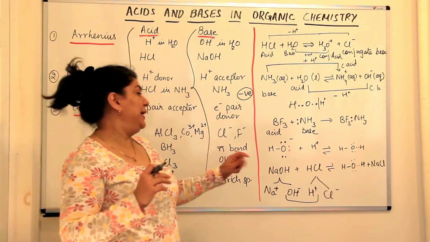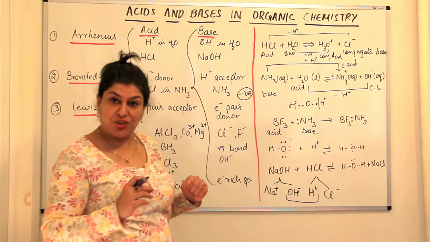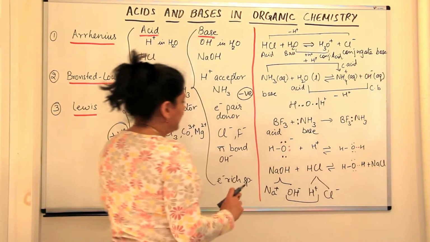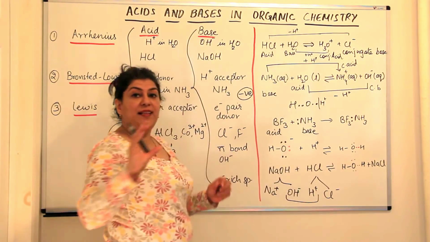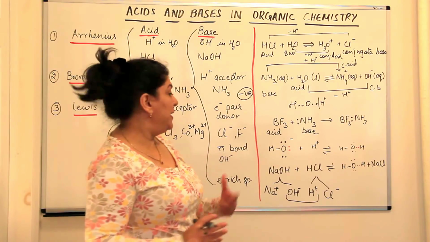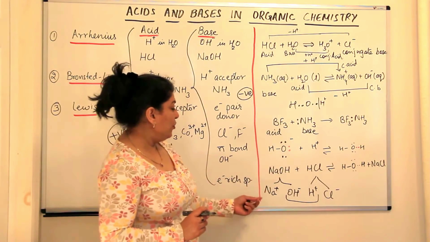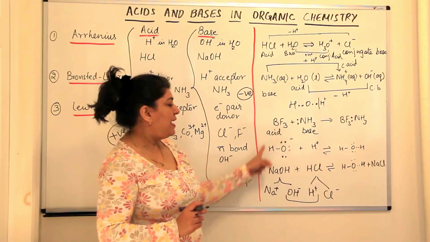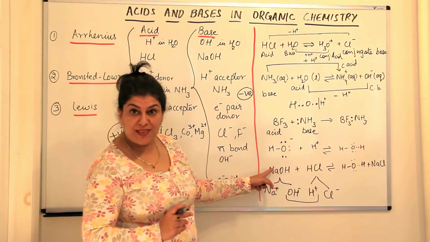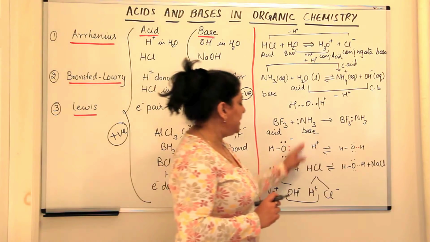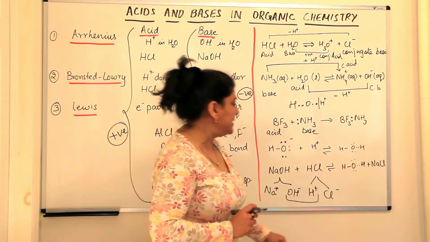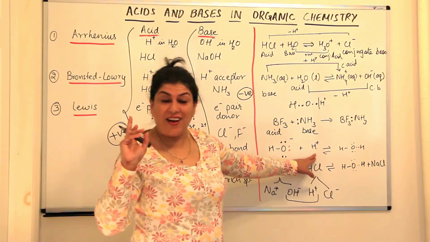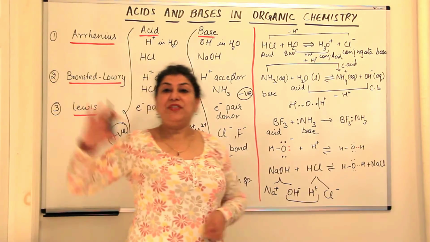Now, how do we explain this reaction on the basis of these definitions? The first definition is the Arrhenius definition. According to Arrhenius, anything that gives OH negative in water is a base. Therefore, NaOH dissolved in water to give us this OH negative, so this can be defined as an Arrhenius base. At the same time, HCl dissociated in water to give you H positive and Cl negative. Therefore, H positive is an Arrhenius acid. Right? So that was the first definition.